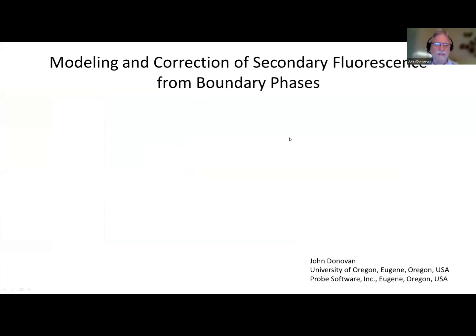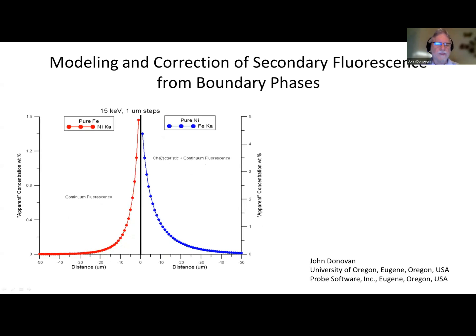And here's a kind of classic example of this. This is not the worst case example in the periodic table, but it's a bad one. Castaing actually talked about the worst one. But we have a sample of pure nickel and a sample of pure iron, and we're measuring nickel in pure iron, and we're measuring iron in pure nickel. So the boundary is right here in the middle.